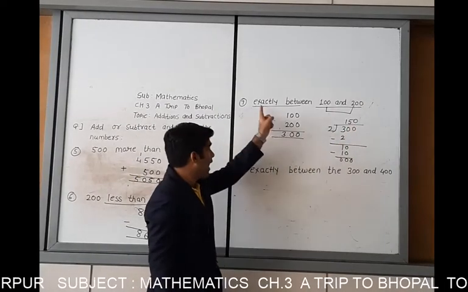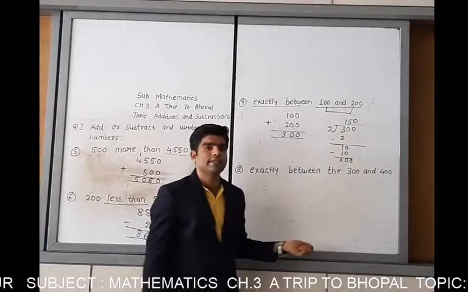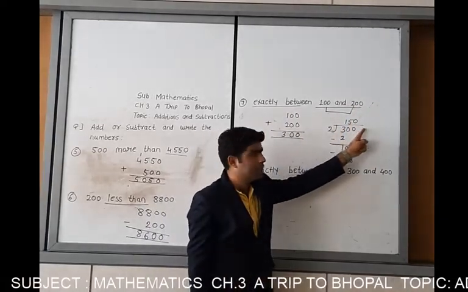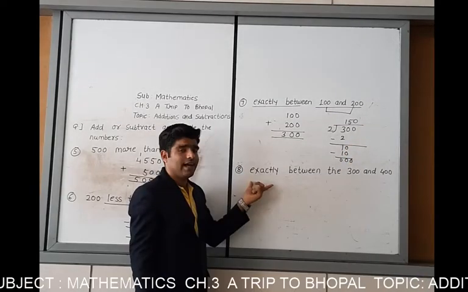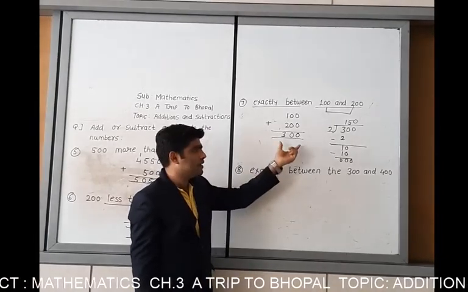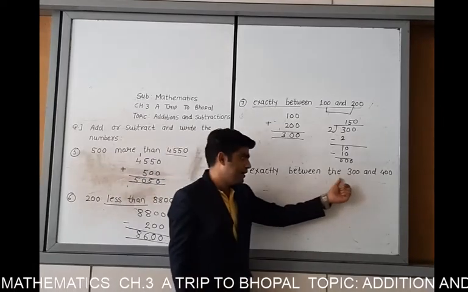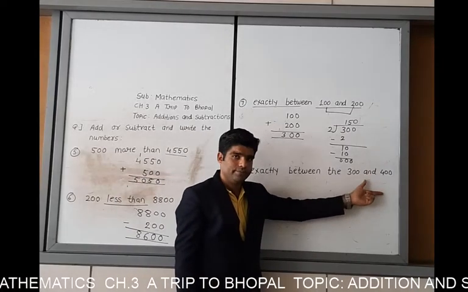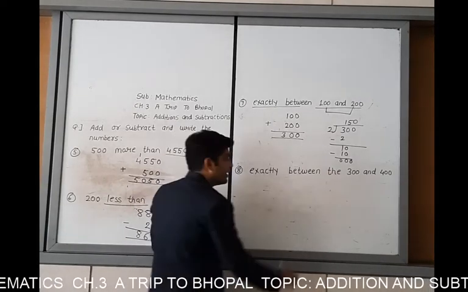150. Exactly between 100 and 200. Your answer is what? 150. Okay. Next is your last example. Okay. This example is also similar to the previous example. Exactly between 300 and 400. Okay. First of all, you have to add 300 and 400.